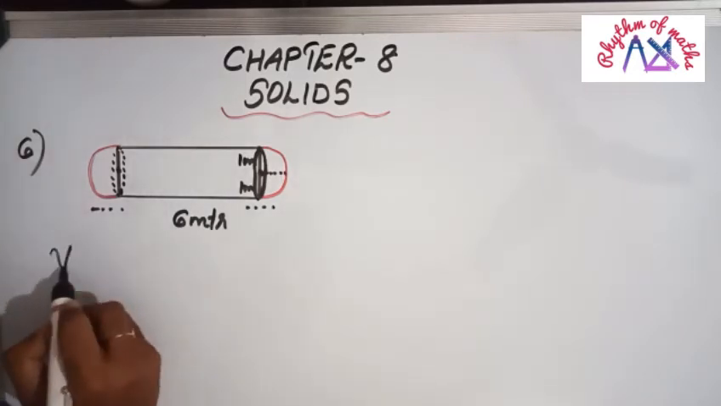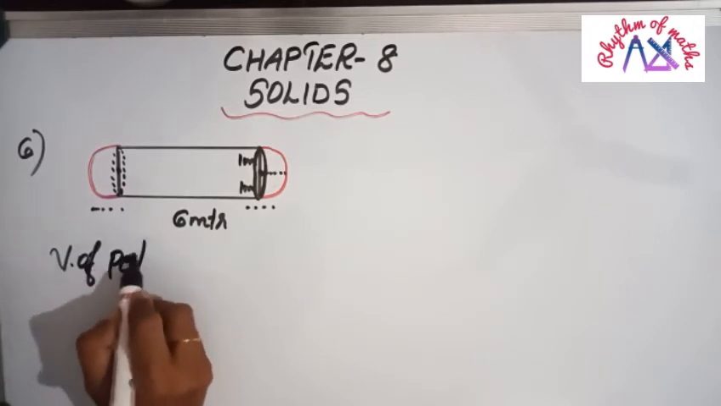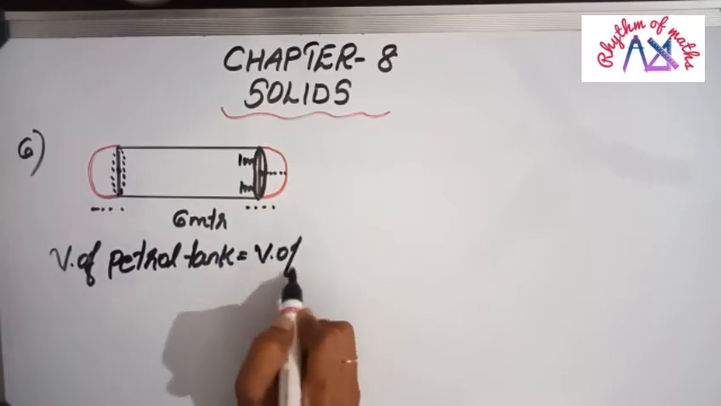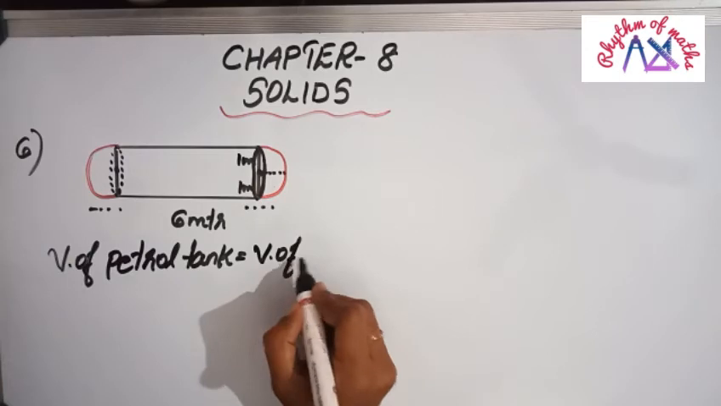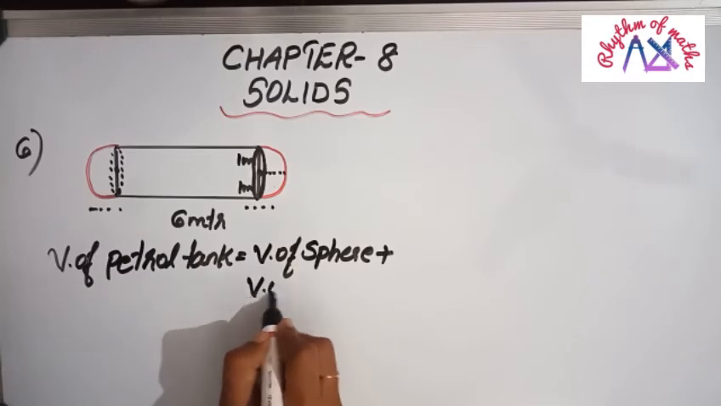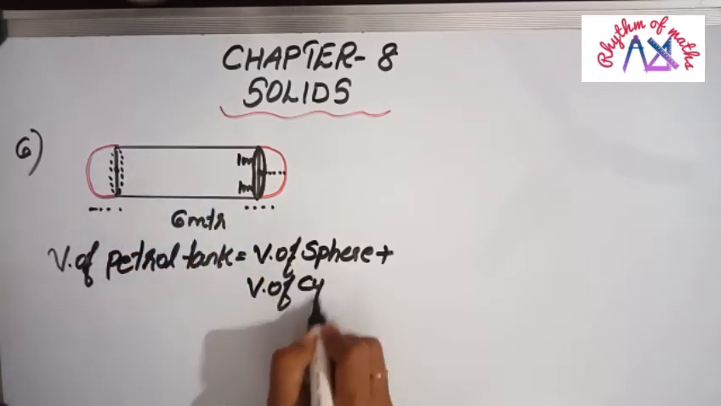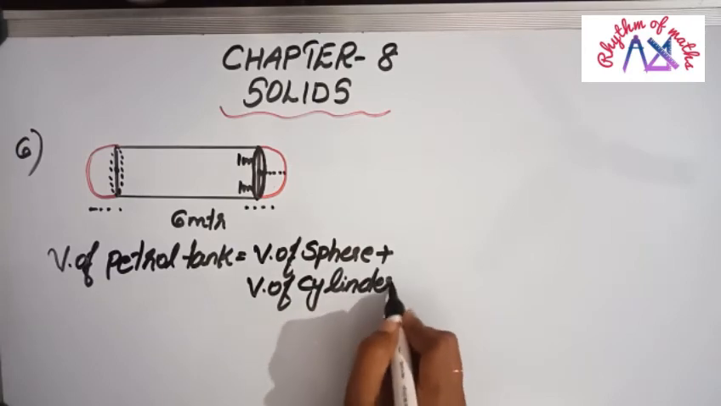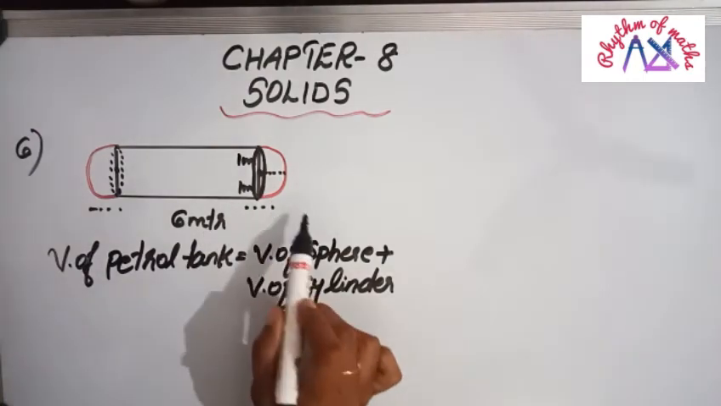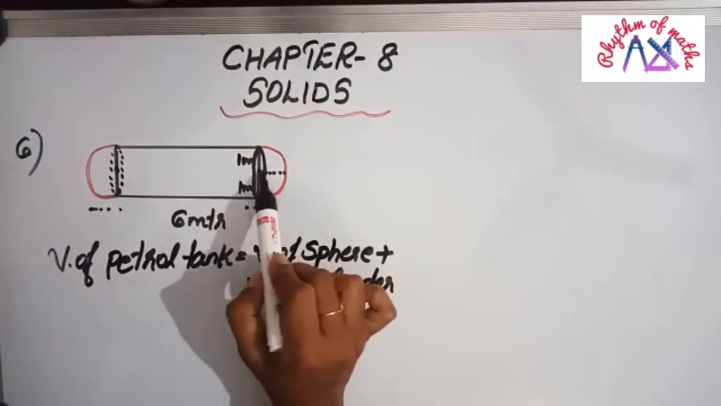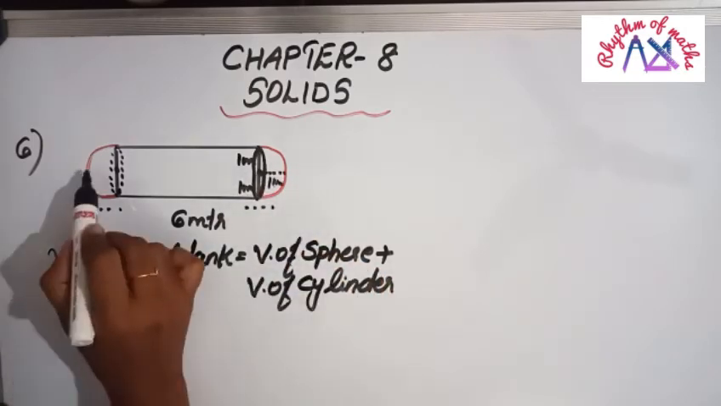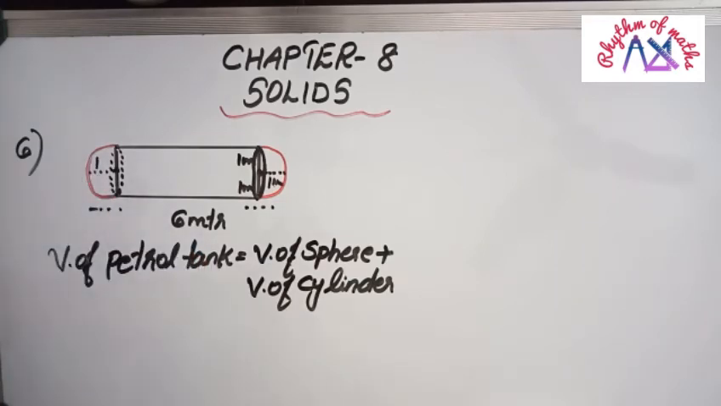So here volume of petrol tank is equal to volume of two hemispheres. Two hemispheres means it is a sphere. So volume of sphere plus then volume of the middle portion, which is the cylinder. This will be the equation. Now here, for the sphere, radius is given as 1 meter. For the hemisphere, radius and height both are equal. If this radius is 1 meter, its height will also be 1 meter. That means up to this portion is also 1 meter.